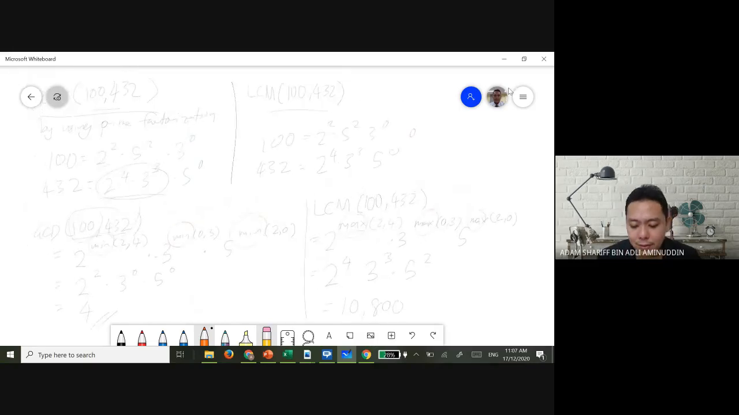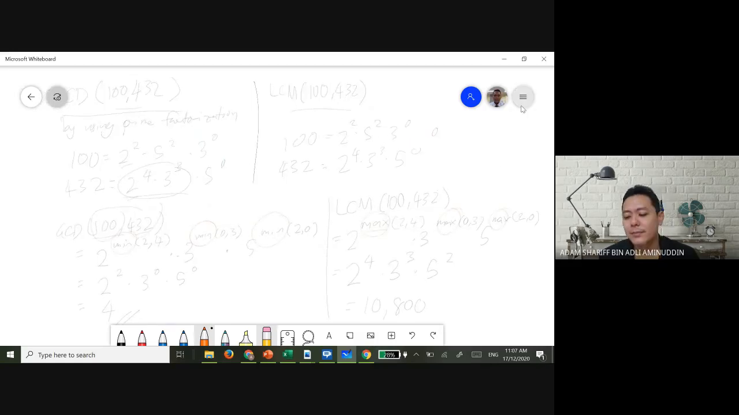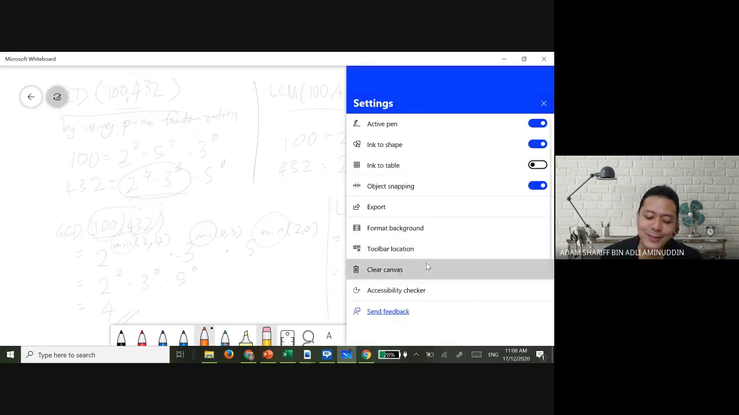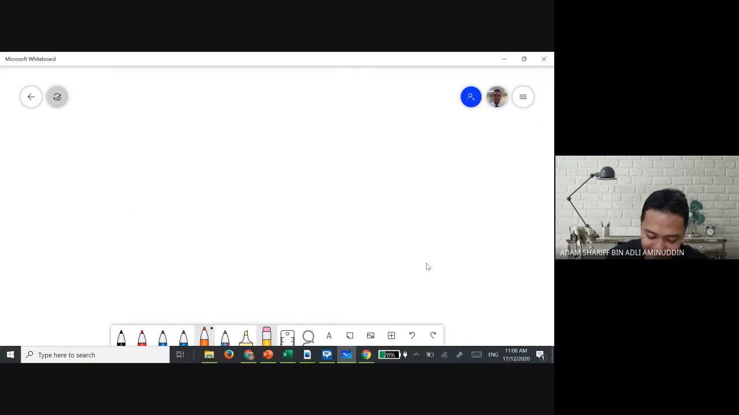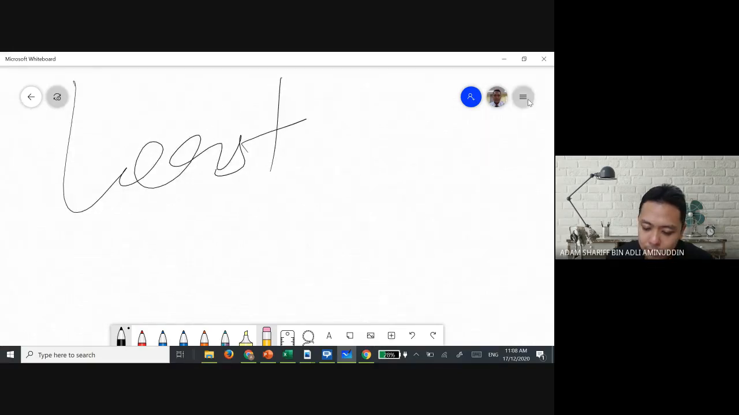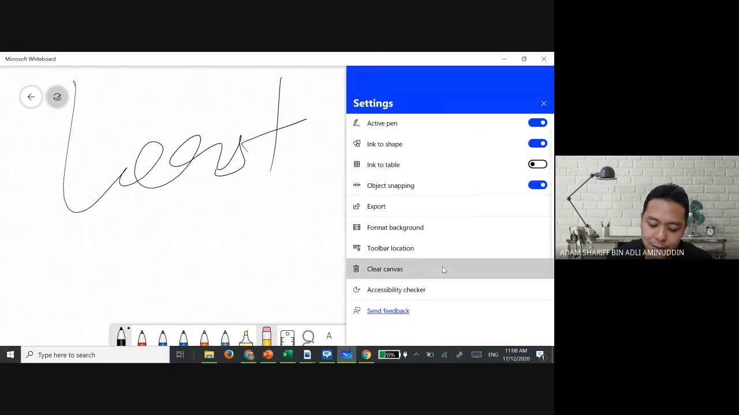Okay, by the way, what is least common multiple? Sorry, takut sebab saya terskip ni. Tapi sebab saya assume you all budak dah level ni, boleh ingatlah sikit kan. Okay, what is least common multiple?